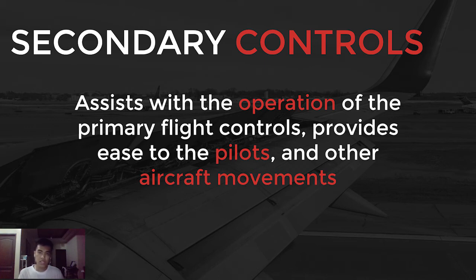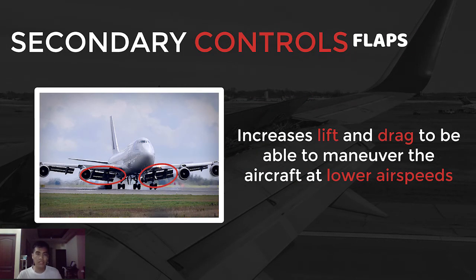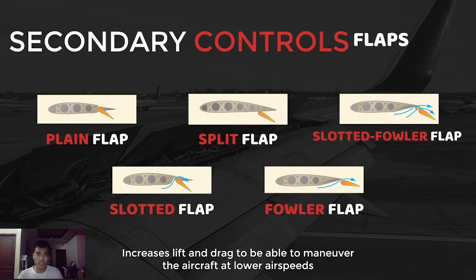Now let's proceed with the secondary controls. These are used to assist the operation of the primary flight controls, provide ease to the pilots, and control other aircraft movements. So the first one is the flap. This increases lift and drag to be able to maneuver the aircraft at lower speeds. Here are some examples of flaps.